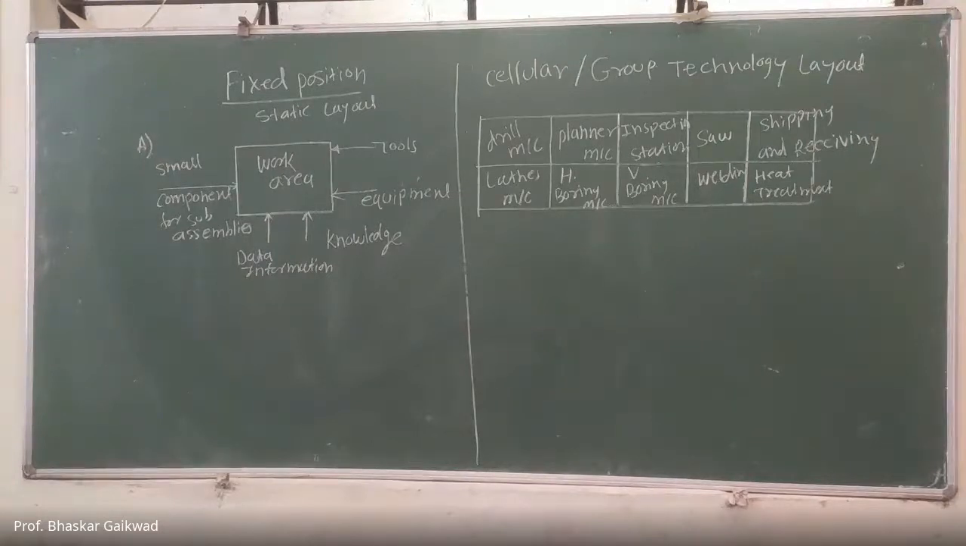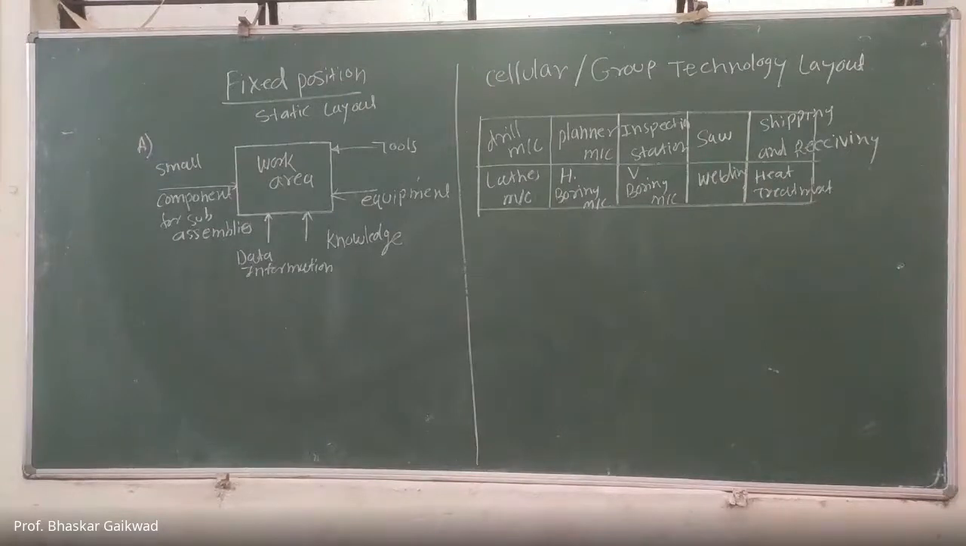Fixed positions, cellular or group technology layout. Last time we have seen the difference between product or line layout and process or functional layout. In this lecture, we are going to see fixed position, whose other name is static layout, and then cellular and group technology layout. You can see the first figure, fixed position, static layout.